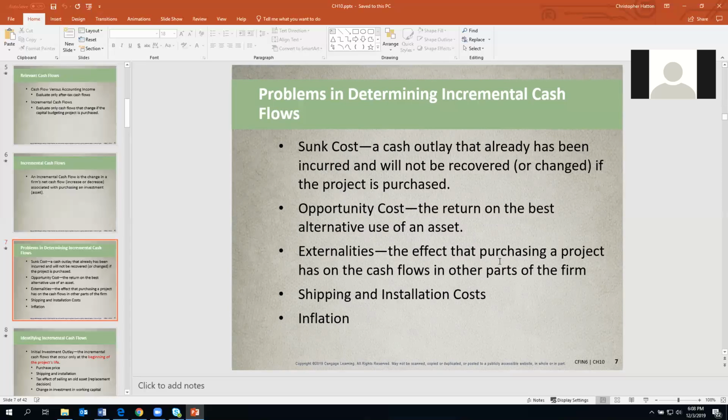Externalities. The best way to think about externalities are a third party that's affected either positively or negatively by a transaction between two other parties. All right. Shipping and installation costs are always part of the depreciable base. So keep that in mind. You can depreciate those costs. And then inflation always eats at your purchasing power.